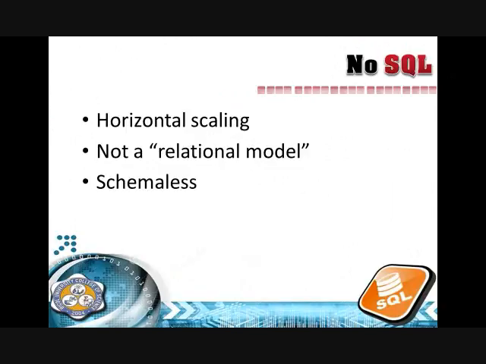Adopting NoSQL, these are some of the ideals of NoSQL, such as horizontal scaling, adding more nodes to a system, such as adding a new computer to a distributed software application. Thus, not a relational model, it's schemaless, which allows you to store any data that you like.